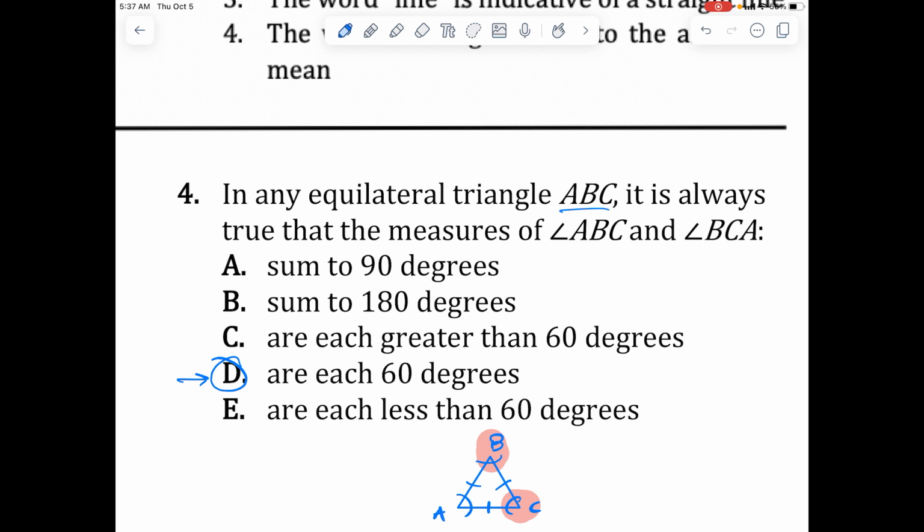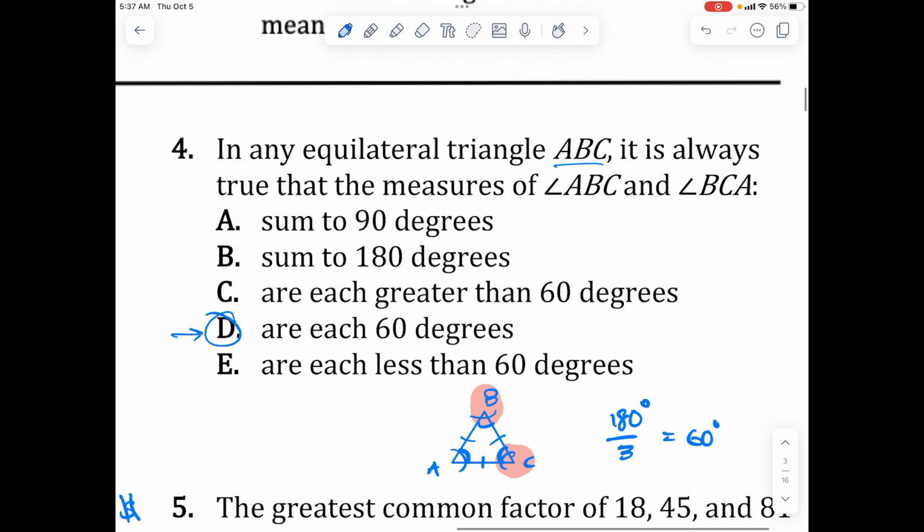Now, why do I know it's 60 degrees? Because the sum of the angle measures of a three-sided shape, aka a triangle, has to be 180 degrees. So this angle plus this angle plus this angle has to equal 180. If they're all equal, you can just divide by 3 and you get 60 degrees per angle.